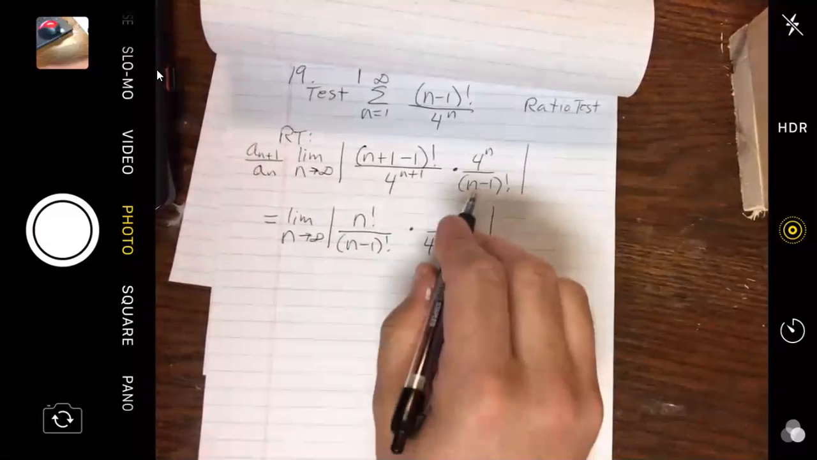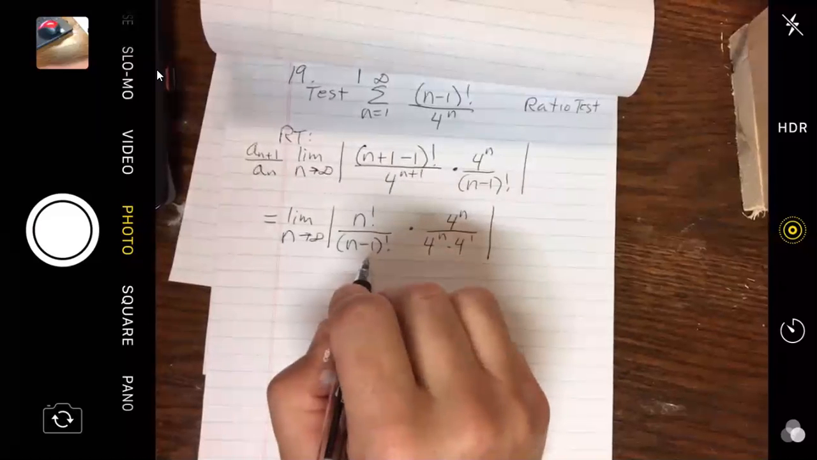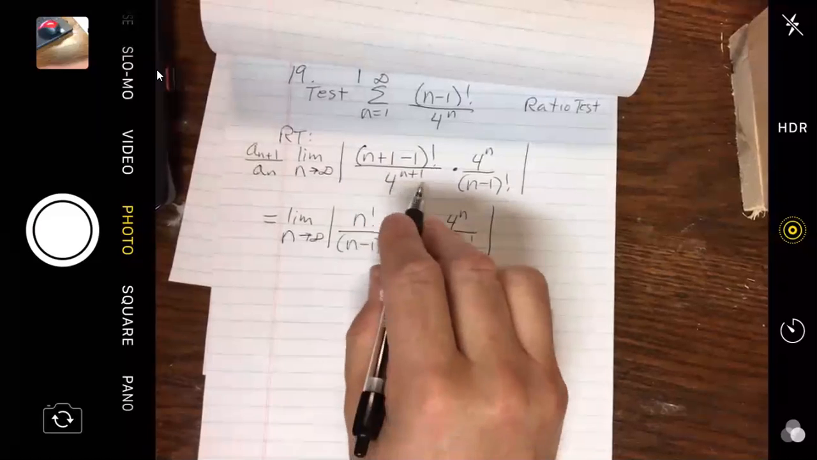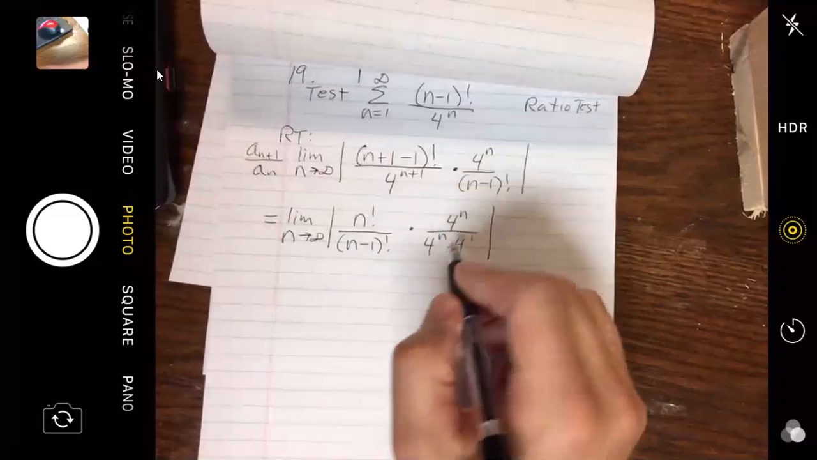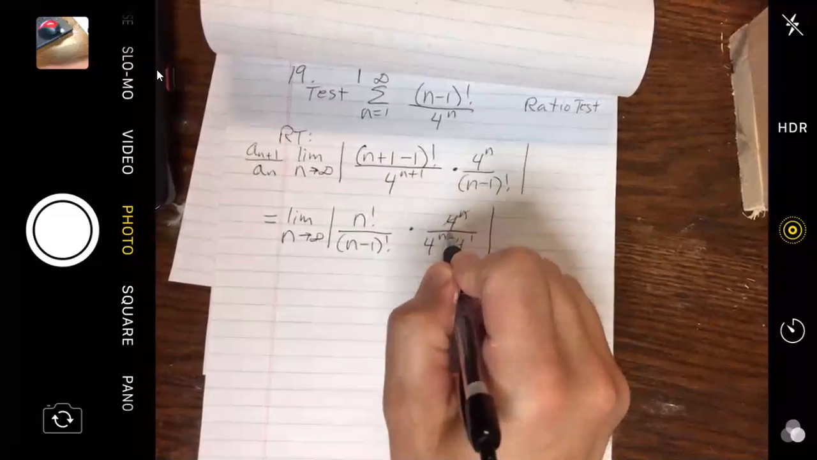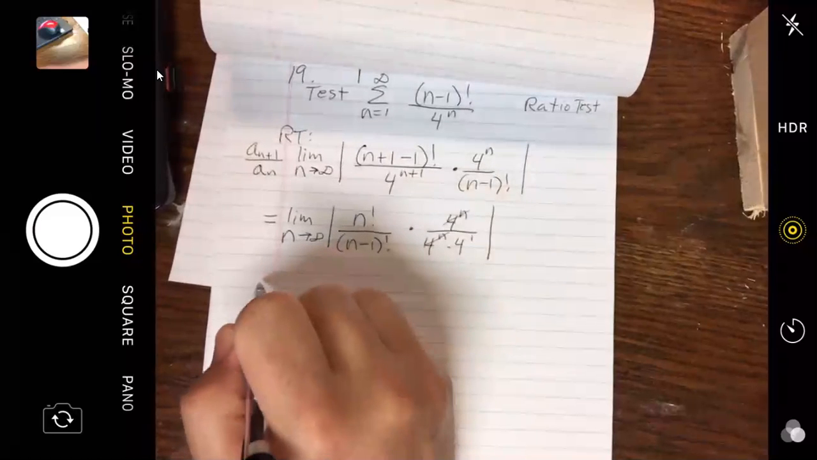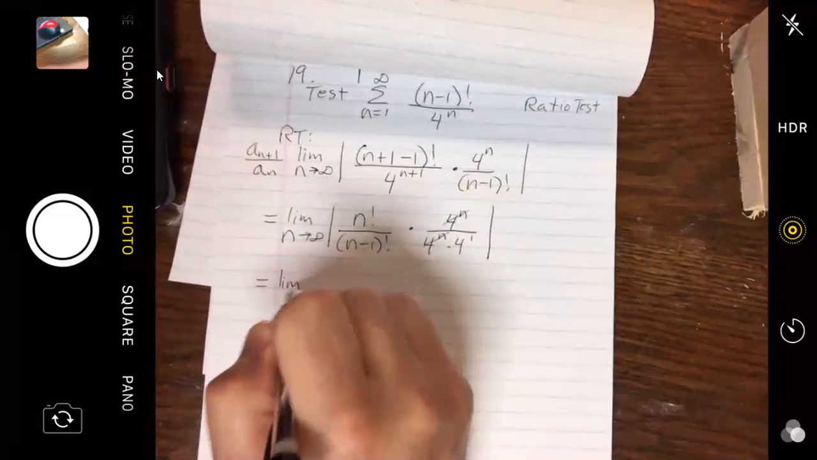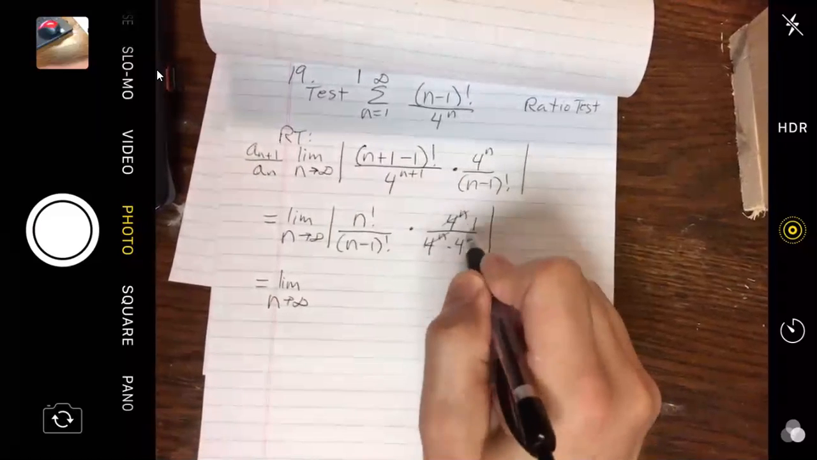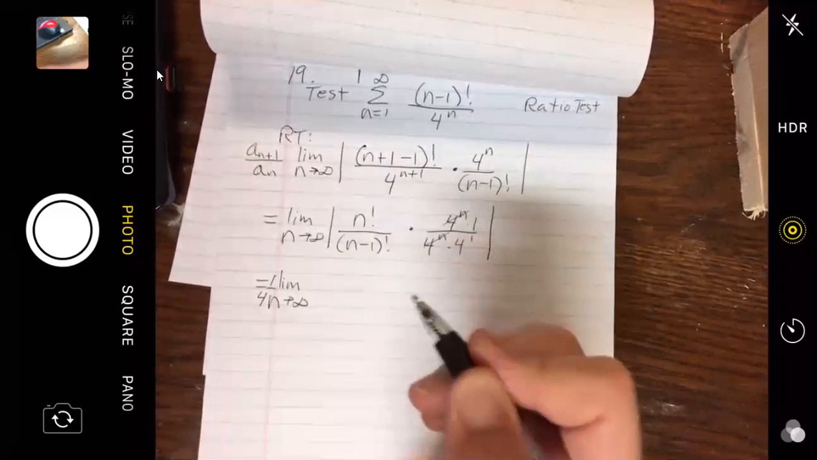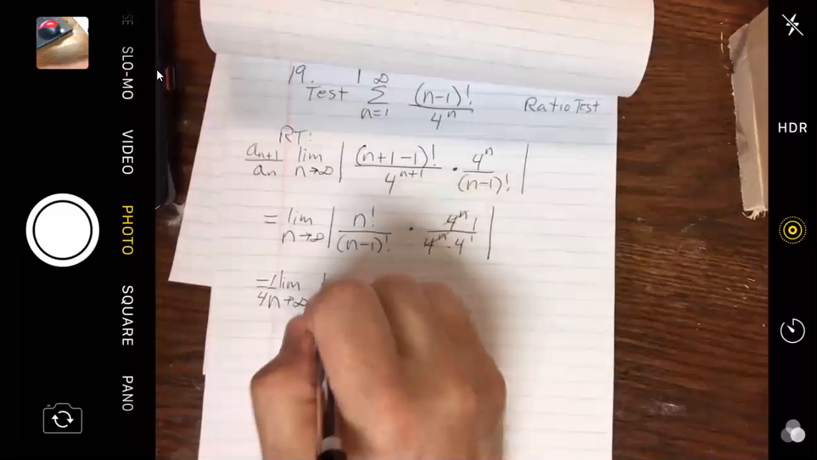I just moved this under this, simplified this, moved this under it, and moved the 4 to the n plus 1 under the 4 to the n, and busted it apart. So you see the 4 to the n's cancel, which leaves a 1/4. I could put the 1/4 in front, but I don't necessarily have to; I can keep it inside here.